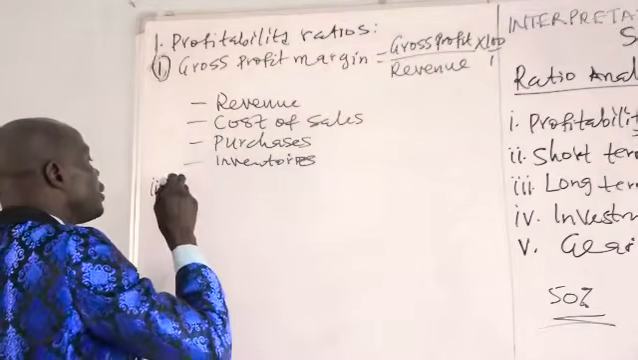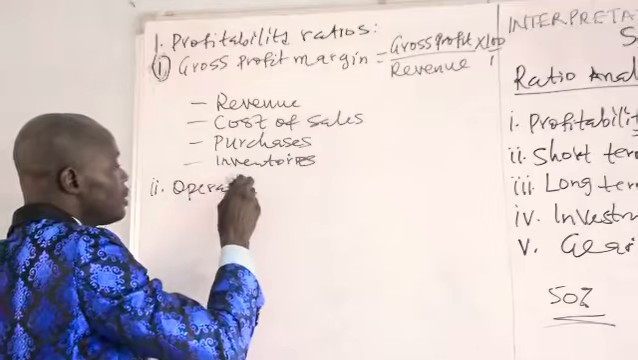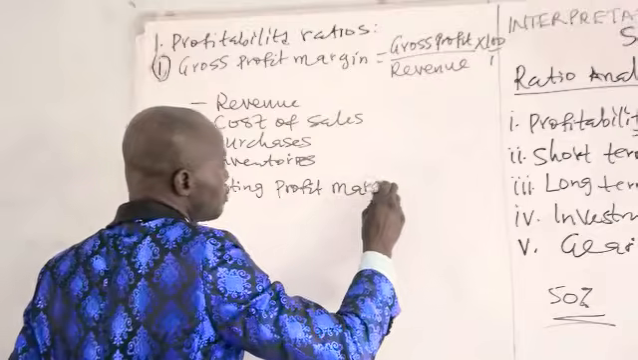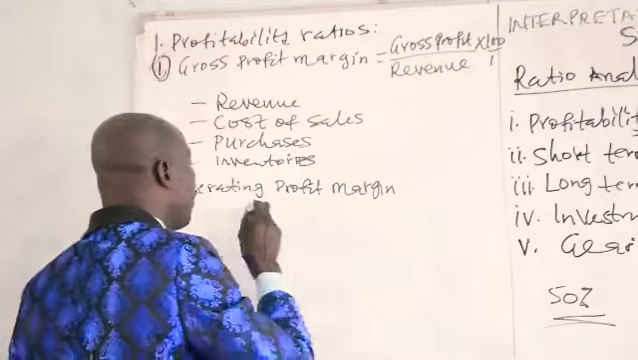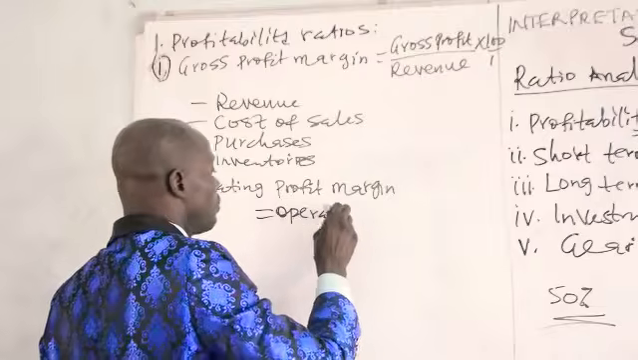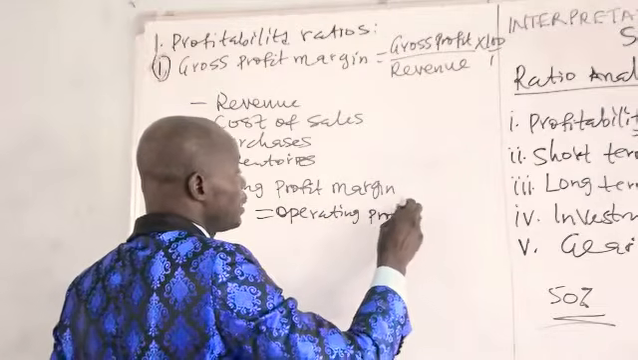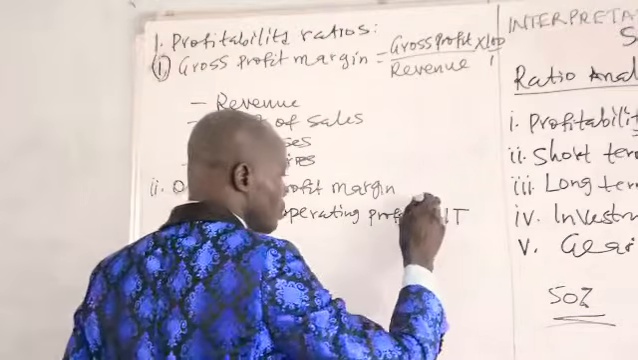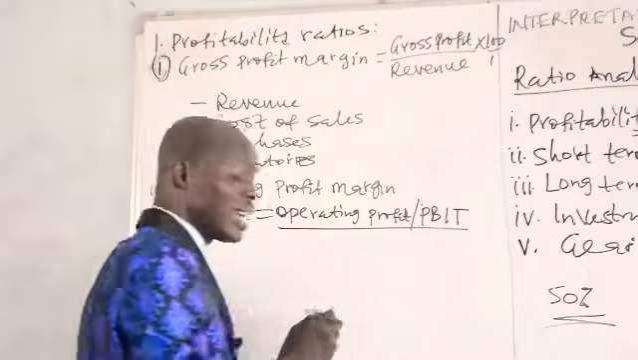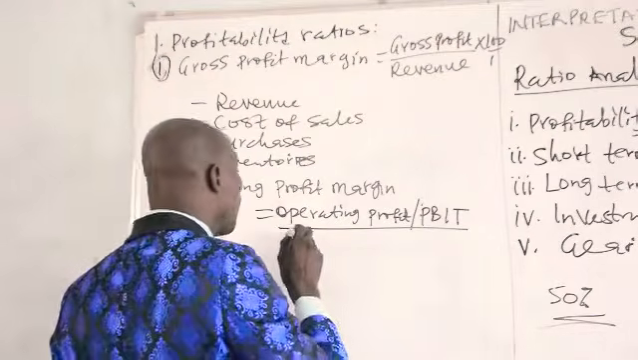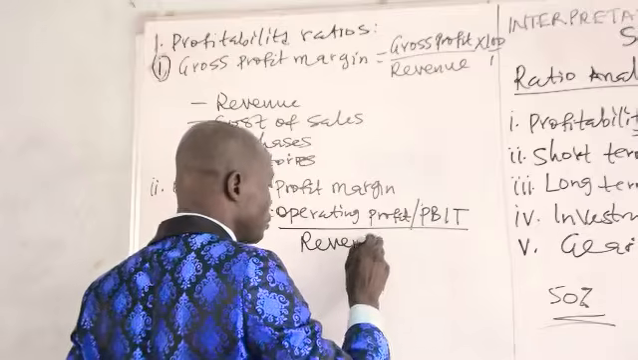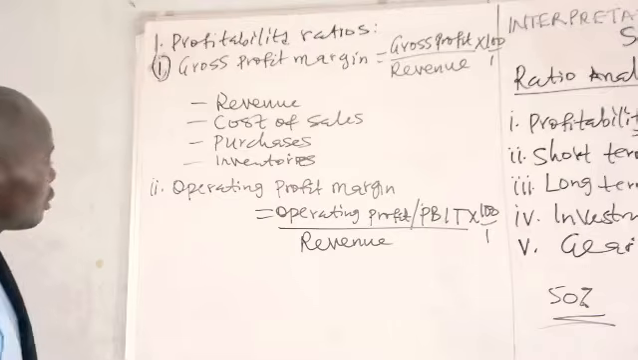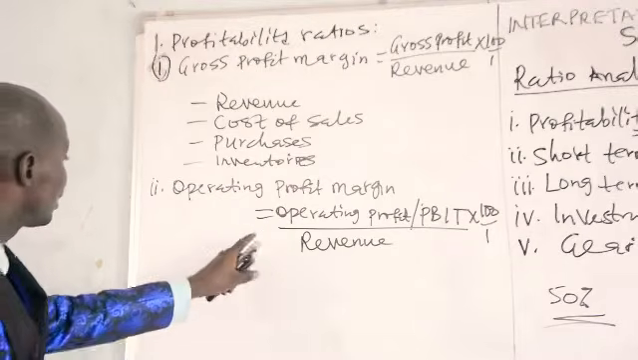The second one is operating profit margin, or net profit margin, which is the ratio of operating profit. By operating profit, I mean profit before interest and tax. That's what I mean by operating profit, over revenue. Profit before interest and tax over revenue. That is operating profit margin.